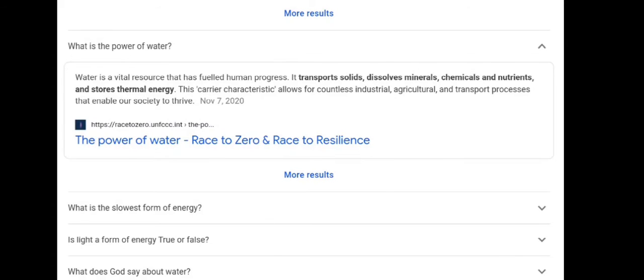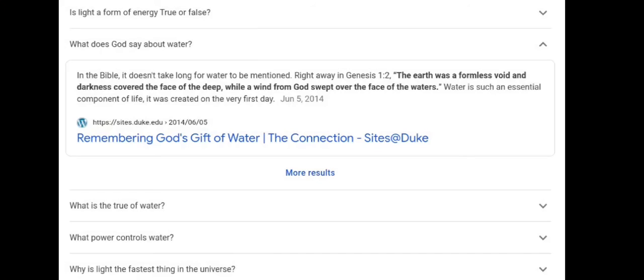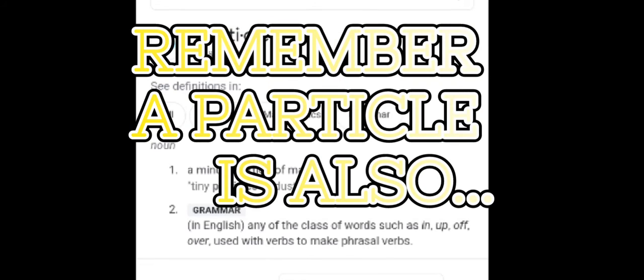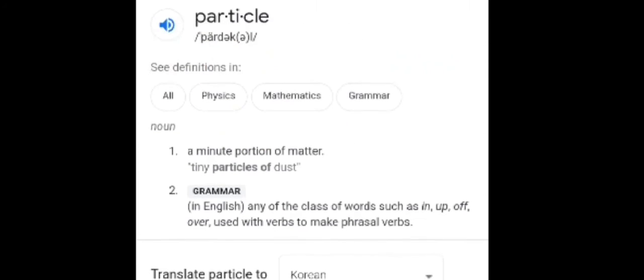Water is a vital resource that has fueled human progress. It transports solids, dissolves minerals, chemicals, and nutrients, and stores thermal energy. This carrier characteristic allows for countless industrial, agricultural, and transport processes that enable our society to thrive. Water is such an essential component of life, it was created on the very first day. In English, any class of words such as in, up, off, over, used with verbs to make phrasal verbs.